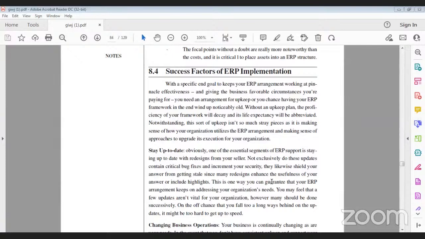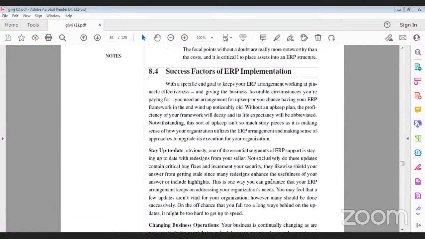However, this sort of upkeep is not so much technical as it is about figuring out how to organize and use the ERP arrangement and figuring out the approach to enhance the performance of your company.